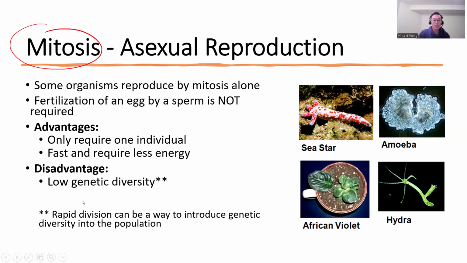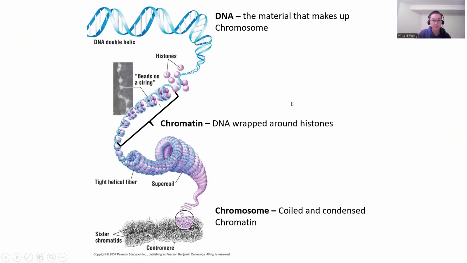Okay. So there are 2 stars here. Later on, I will tell you, rapid division is actually a way to introduce genetic diversity, but that's going to come later. Just keep that in mind for now, I suppose.